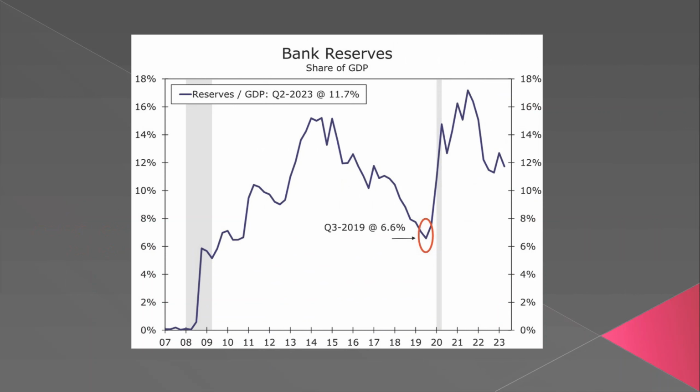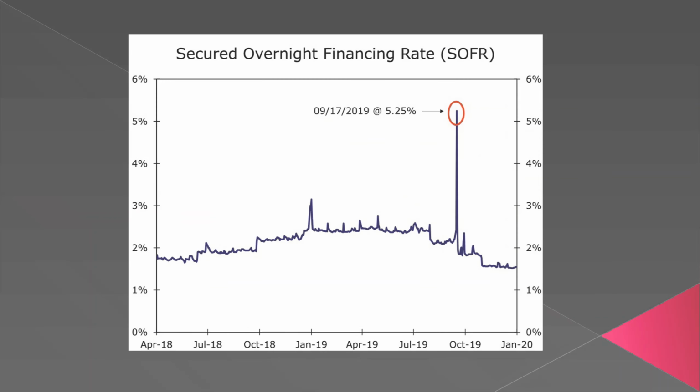In the 2010 decade, bank reserves peaked at roughly $2.8 trillion, approximately 15% of GDP in Q1 2015. By Q3 2019, bank reserves had halved, as you can see here, to $1.4 trillion or 6.6% of GDP, amid declining security holdings and growth in non-reserve liabilities, such as currency in circulation.